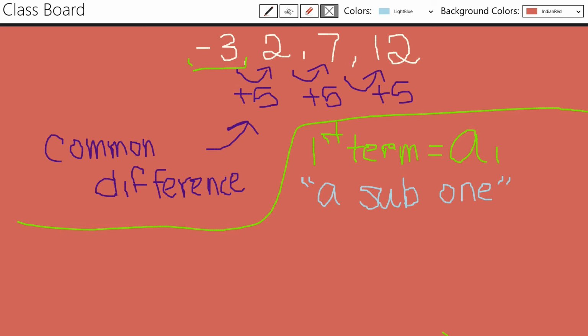What do you think the second term is called? The second term is called a sub 2. How fancy. Not bad. I think those are one of those things that you can take and run with. If you ever see anyone refer to the terms as T sub 1 and T sub 2 and T sub n, that's fine. It's just another way of saying it. But our book uses a sub 1, so I'm just going to keep the notation with the book.